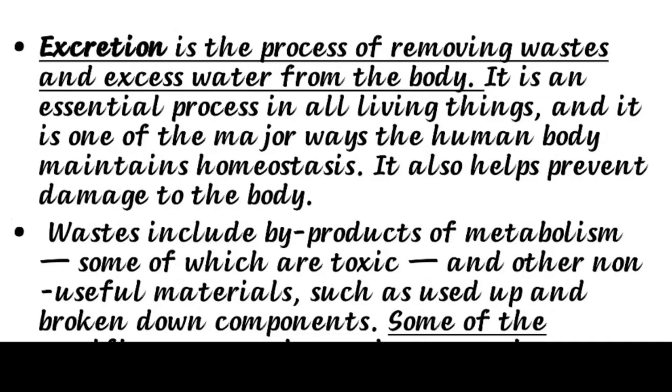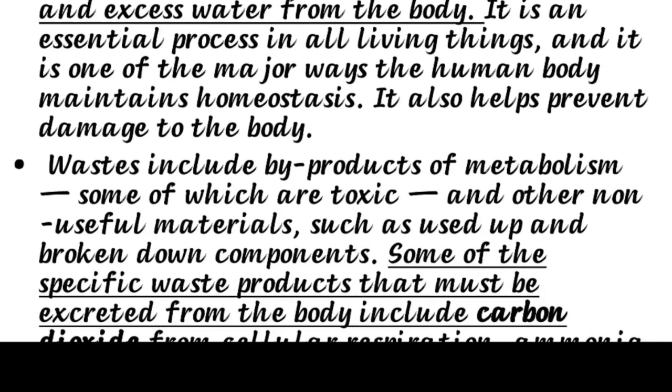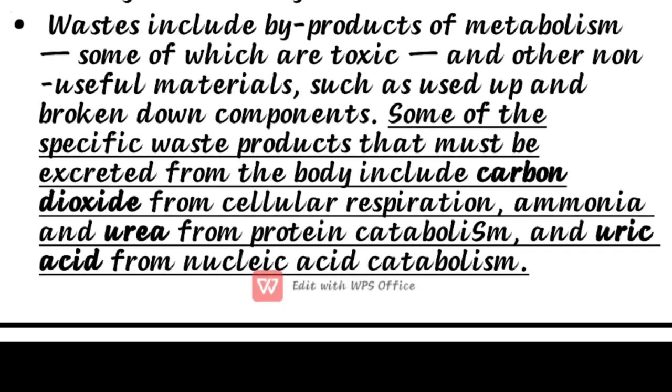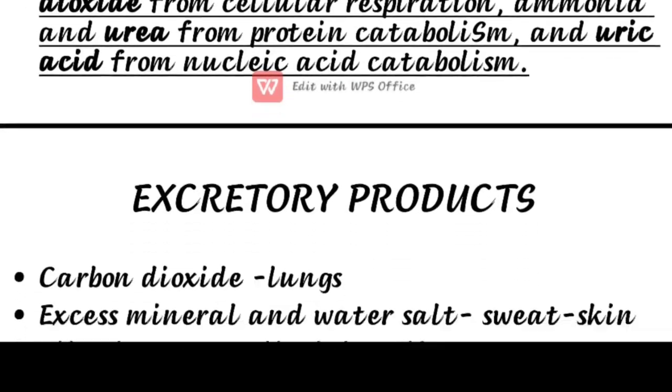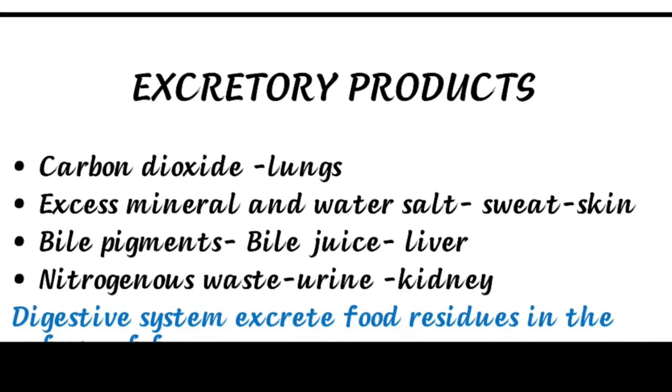So what are the wastes which have to be eliminated in this system? First is your gaseous waste, that includes carbon dioxide, which is a byproduct of cellular respiration, then ammonia and urea from protein catabolism, and uric acid from nucleic acid catabolism. So these are the main excretory products.